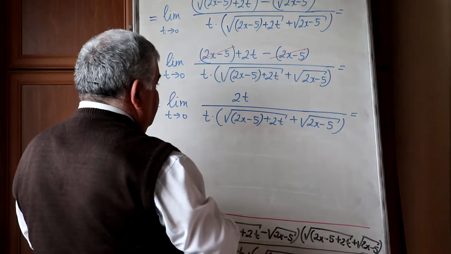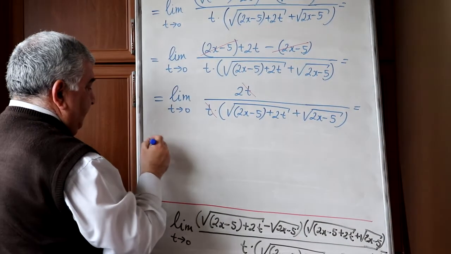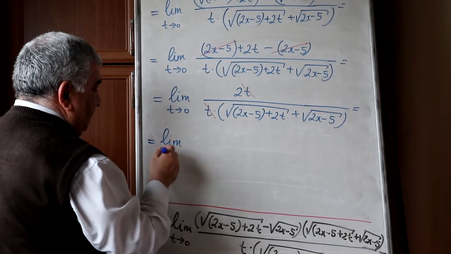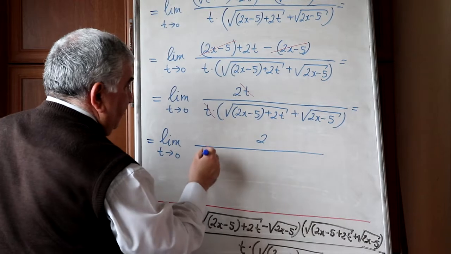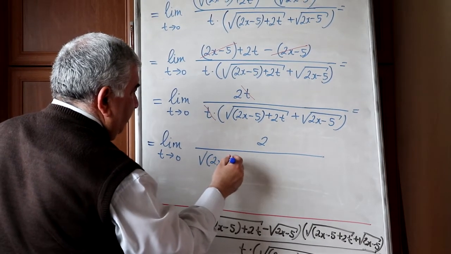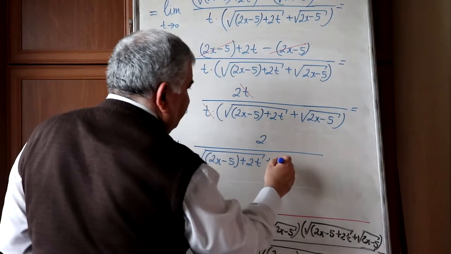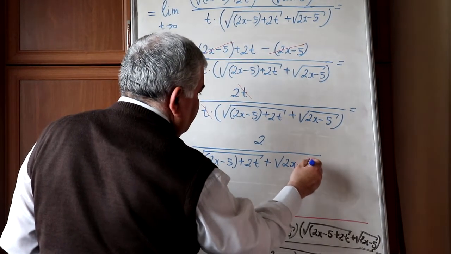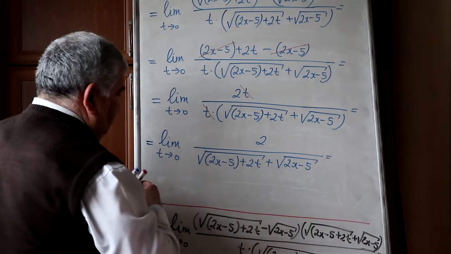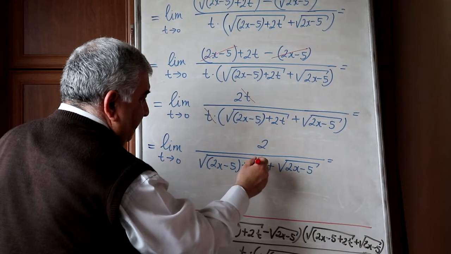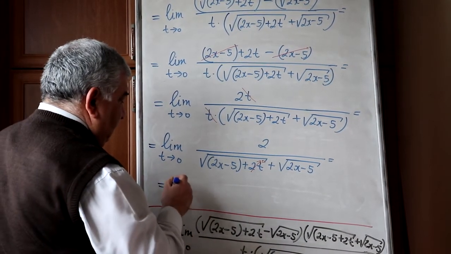Then we can simplify numerator and denominator by t, and finally we have limit when t tends to 0, 2 over square root of 2x minus 5 plus 2t plus square root of 2x minus 5. Then substitute 0 instead of t. Therefore 2t can be changed by 0.